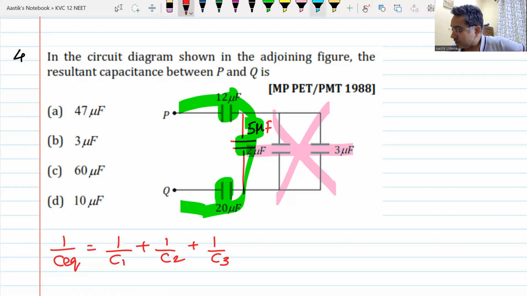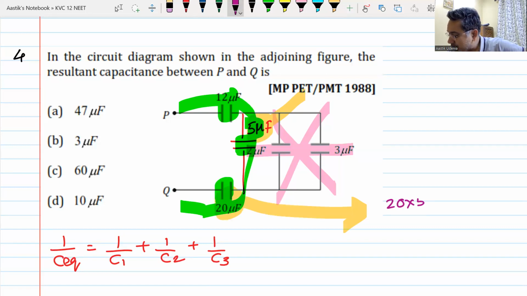Or you can use the shortcut. You have this 5 microfarad and this 20 microfarad. You can first find the equivalent capacitance between 5 and 20. It will be 20 into 5 divided by 20 plus 5. So that is 100 divided by 25. So that is 4.